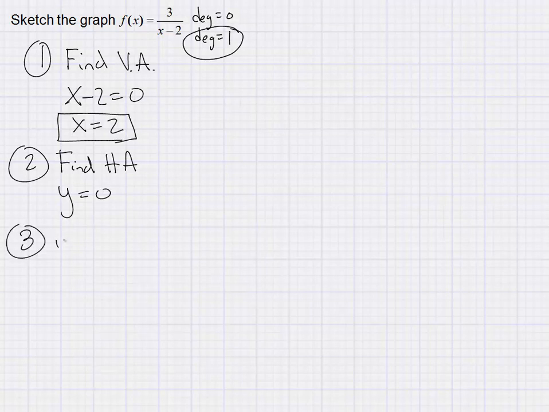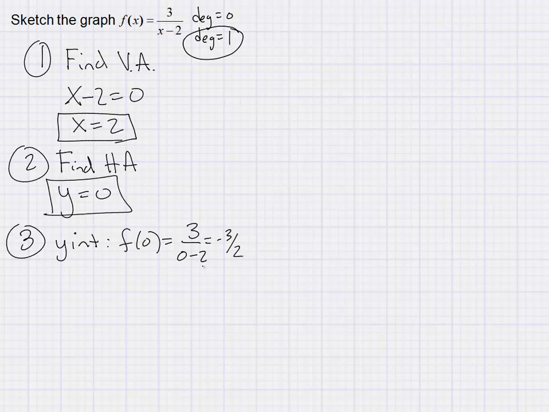Third thing, find your y-intercept. So what I need to do is find f of 0. Well, if I find f of 0, I get 3 over 0 minus 2, which gives me negative 3/2. So there's my y-intercept. So here's my horizontal asymptote, here's my y-intercept.